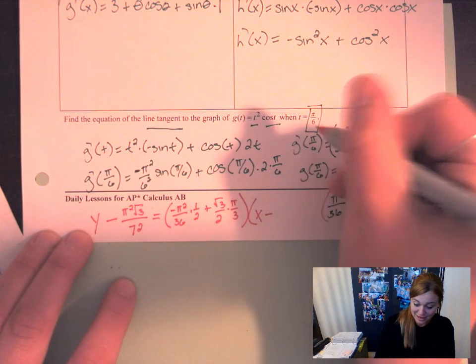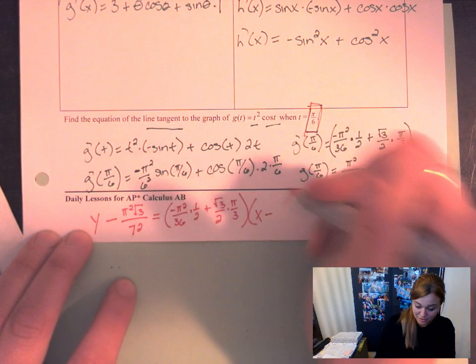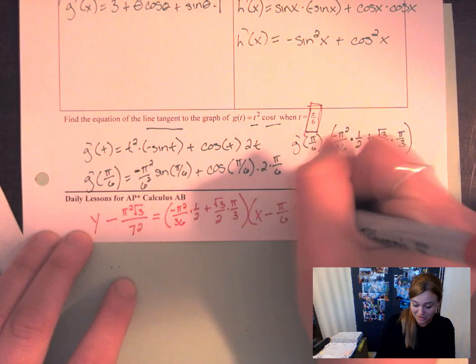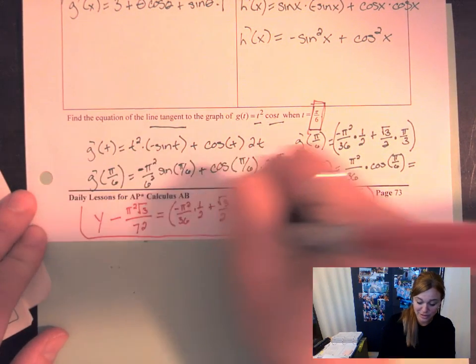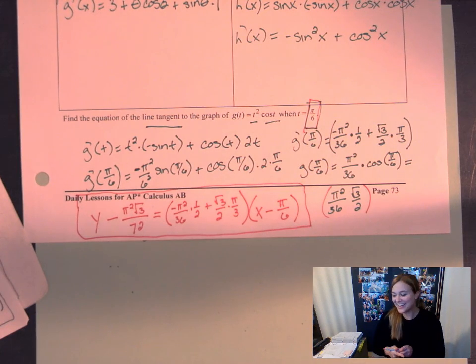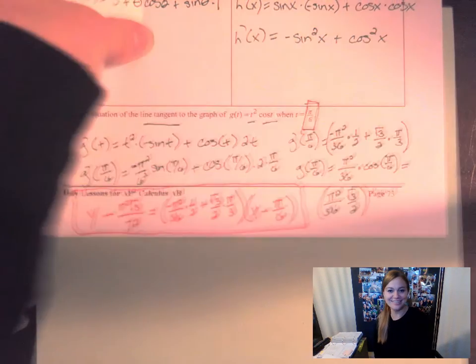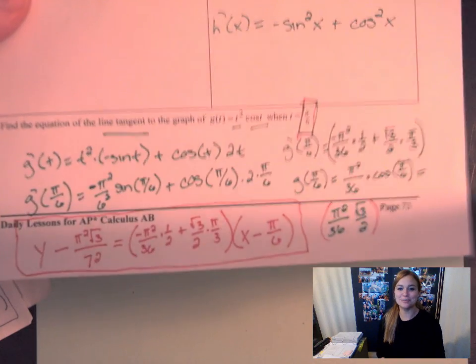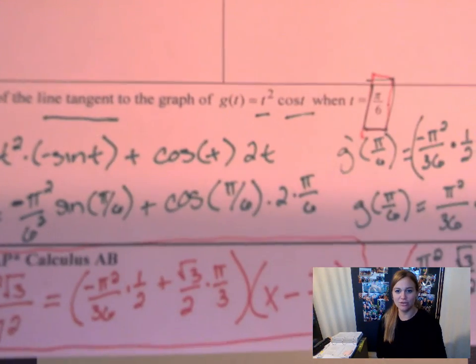X minus my x1, which is pi over 6. Beautiful. So nice. Okay, and let's move on from that one. It really is pretty though. Look at it closely. Oh, look how pretty.